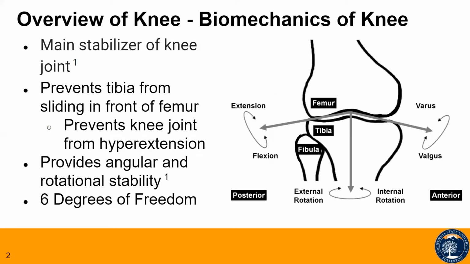The ACL is the main stabilizer of the knee joint, and it prevents the tibia from sliding in front of the femur, preventing the knee joint from hyperextension. This provides angular stability and rotational stability. It has 6 degrees of freedom, as shown in the picture to the right: extension, flexion, external rotation, internal rotation, varus, and valgus.